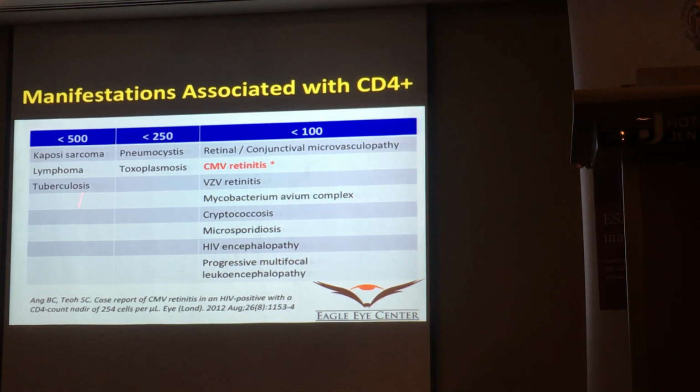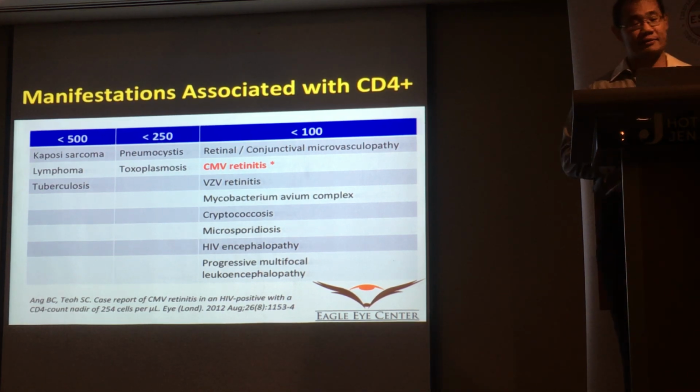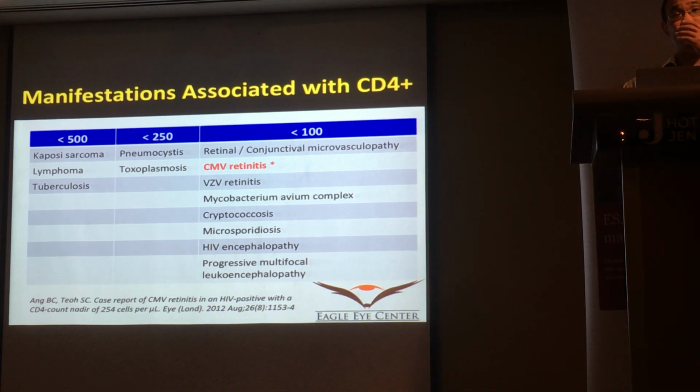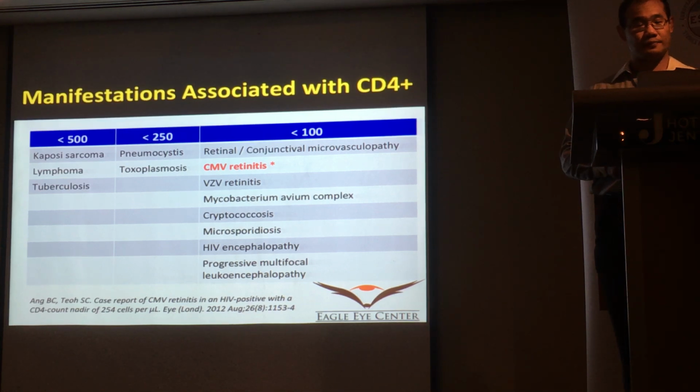Again, just to show you, more than 500, some of the more common ones. Less than 200 or less than 100, highlighted in red, CMV retinitis is still by far one of the most common infections you will see, and you may still see patients coming to you with progressive loss of vision.